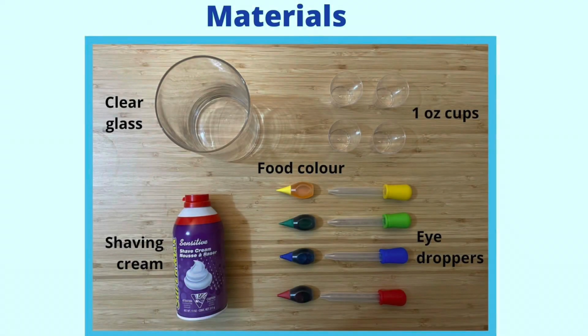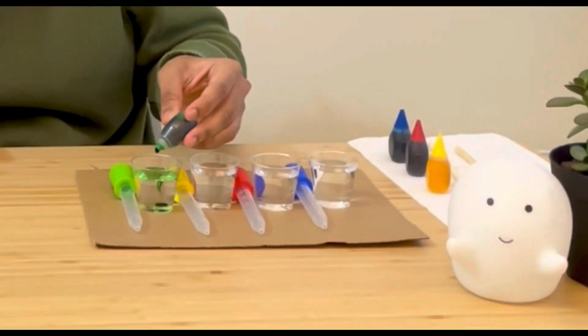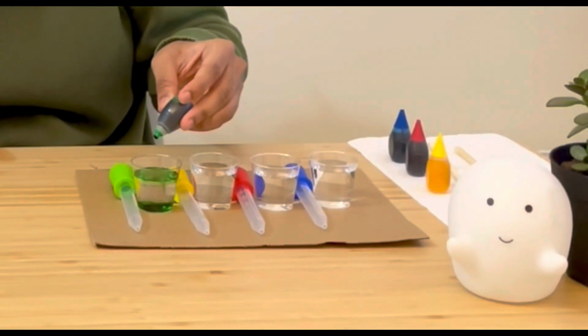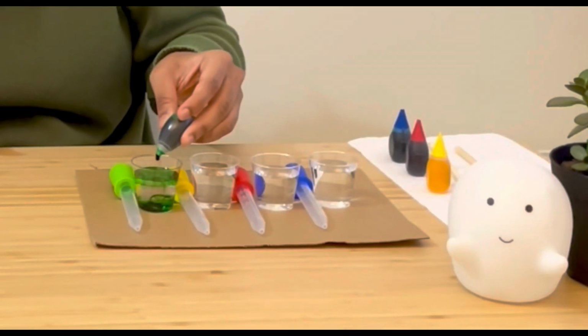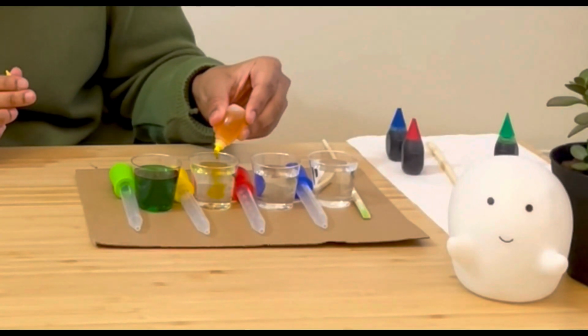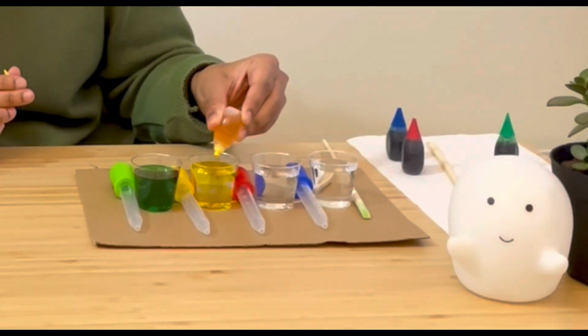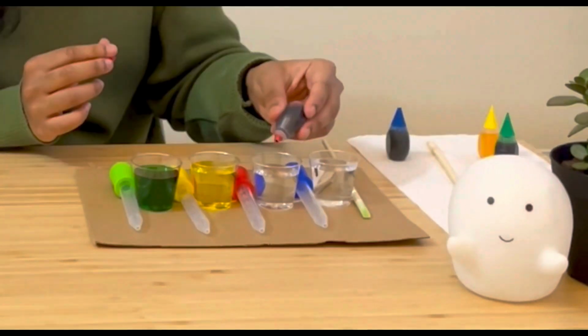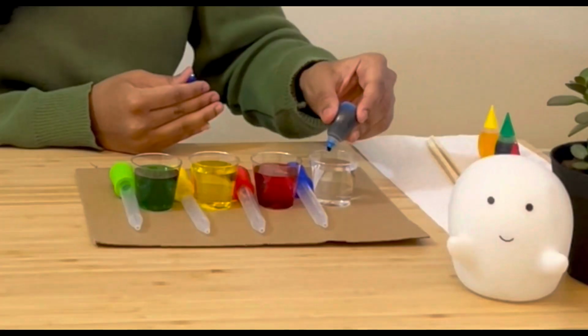To follow along, you will need a clear glass or jar, liquid food coloring of your choice, shaving cream, a few eyedroppers, small 1 to 2 ounce cups, and some water. Before we get started, fill 4 of the 1 ounce cups with water. Now put 5 to 10 drops of food coloring into the cups. I put 10 of green and yellow and 5 of red and blue as these two got dark pretty fast.